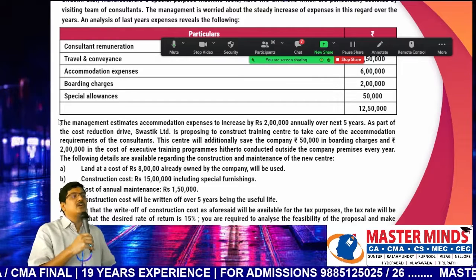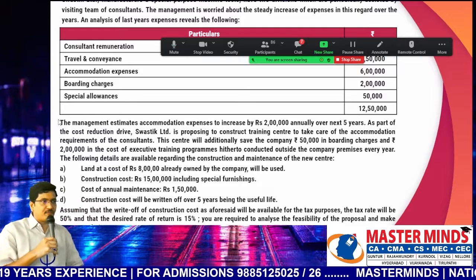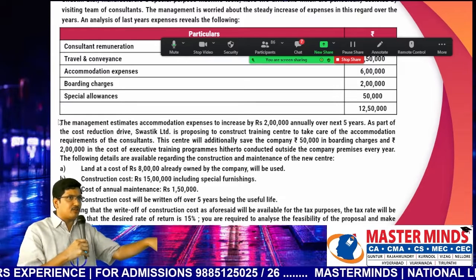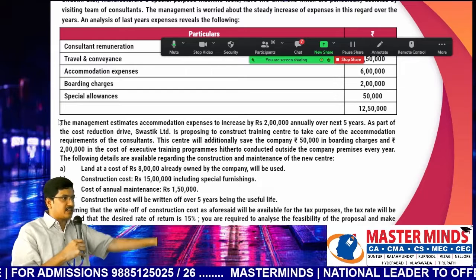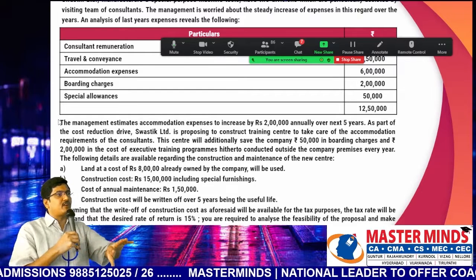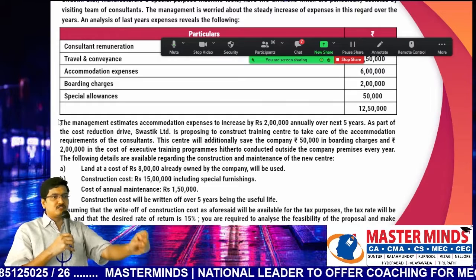Now note it down. Savings in boarding charges. How much? 50,000. Will it remain the same for all the years? Yes. Nothing is stated that it is going to increase or decrease. So we will get a benefit of 50,000. That savings is in terms of boarding charges.